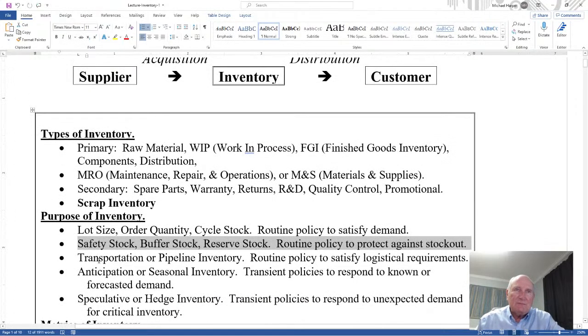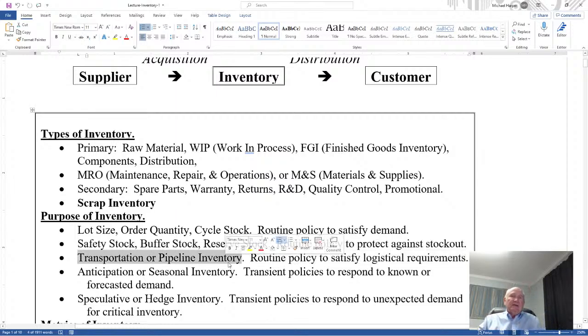And then you have transportation or pipeline inventory, and that's a routine policy to satisfy logistical requirements. And so again, sometimes, like for commodities, I teach a commodities course.